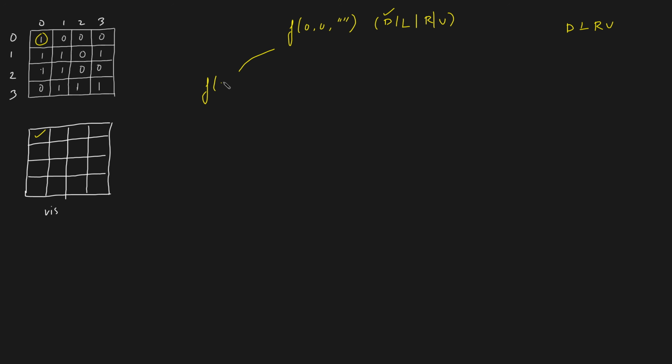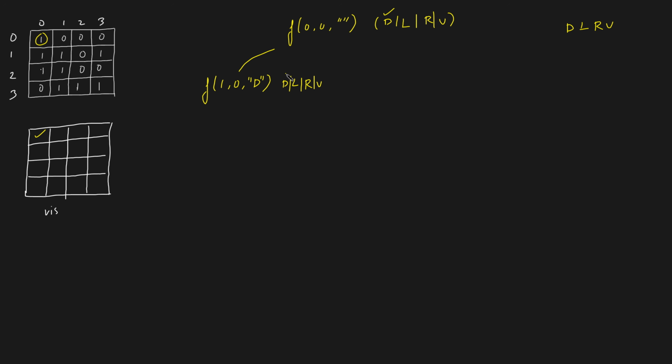Now move down, that is 1 comma 0, and since you have taken a down turn, please make sure your string has D with it. Over here you are at 1 0. What directions can you try at 1 0? Again, similar, I can try all the four directions, that is down, left, right, and upward.